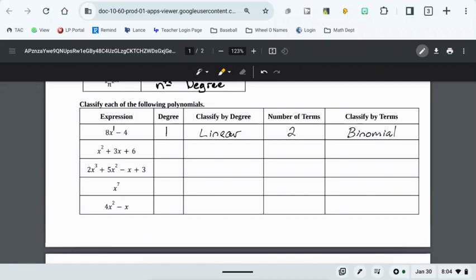The next example, the degree of 2. It's the largest degree in that expression. If we're classifying by degree, 2 is a quadratic. Remember, that's a tricky one because we think quad 4, but a quadratic is if it's a degree of 2. Number of terms, we have 3 terms in this, so it's a trinomial.